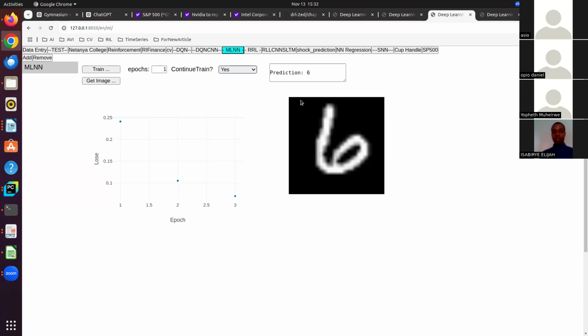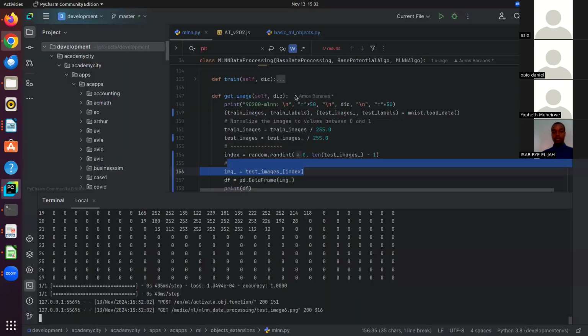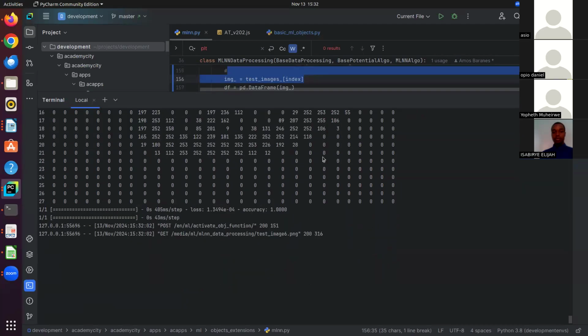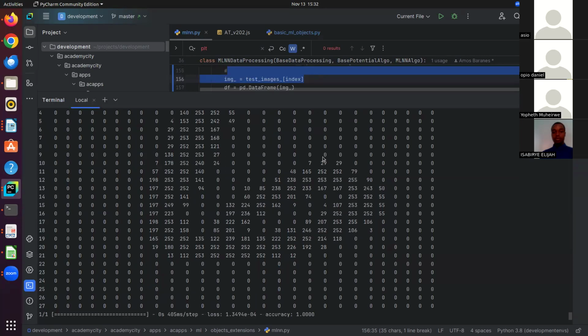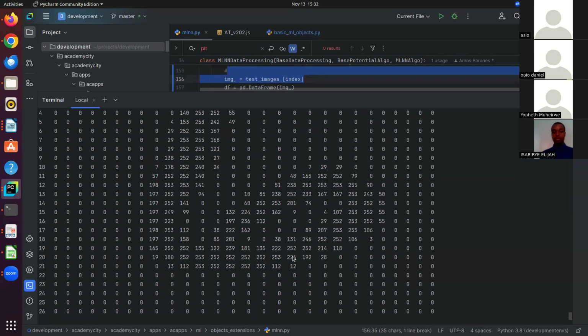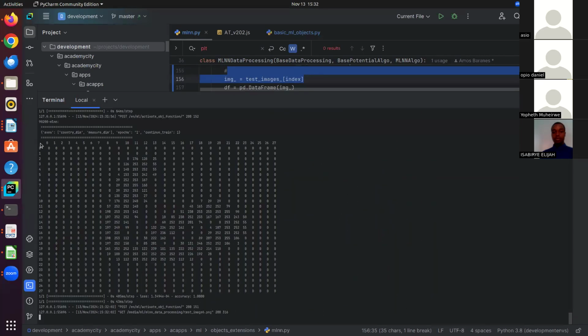How do we describe a picture to a computer? A computer views a 6 the following way. Look at this one. Let me make it smaller, and then I'll make it bigger. See, this is the number 6 for the computer. It has 28 columns by 28 rows.